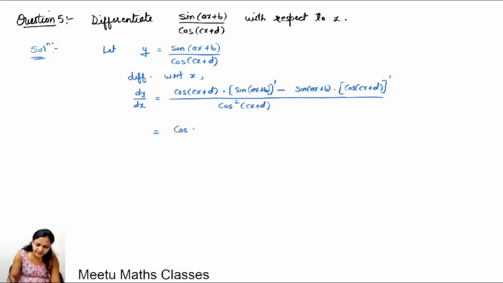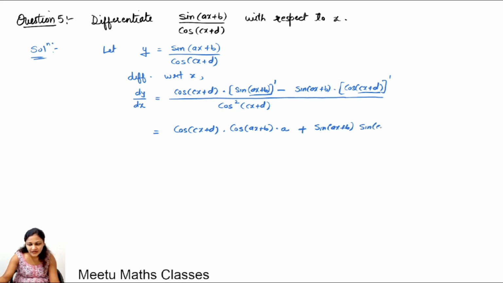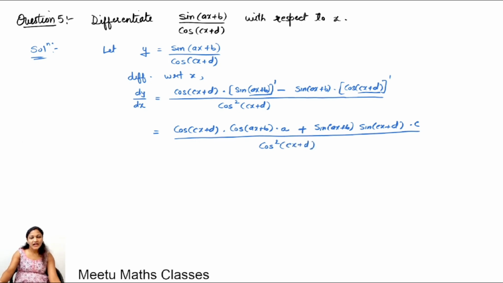Now to get the derivative of sine of something, the derivative is cos of something, sin x ka derivative is cos x, and in turn the derivative of ax plus b is a, using chain rule. Similarly here cos of cx plus d as it is, the derivative of cos x is minus sin x, and in turn the derivative of cx plus d is c. In the denominator cos square of cx plus d, and this is the perfect answer of your question.